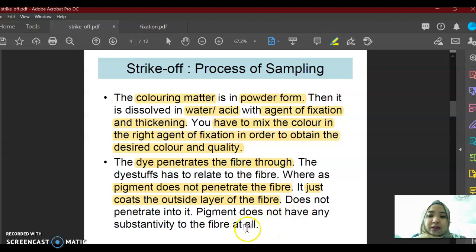Okay, pigment does not have any substantivity to the fiber at all. Maksudnya dia tak lekat kuat, maksudnya dia barely hanging on. Sebab tu kalau awak basuh baju, pigment dekat baju yang printed out tu selalunya lepas awak basuh few times dia akan merekah, betul? Okay, so that is what's happening.